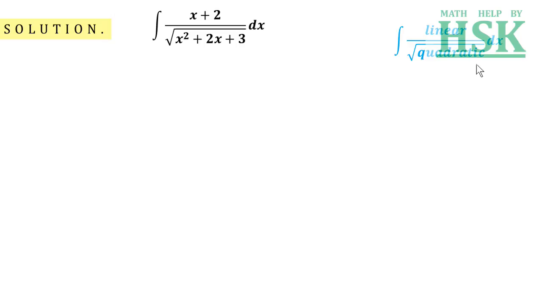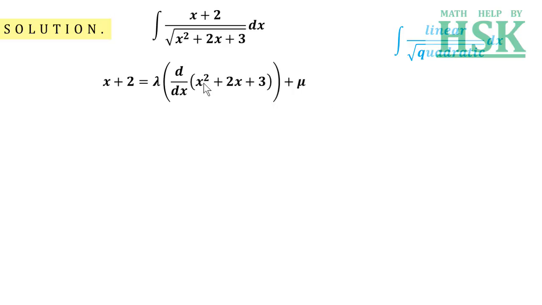x. Okay, so to integrate such a problem we are going to write this numerator x + 2 as equal to lambda times d upon dx of the term in the square root of the denominator, that is x² + 2x + 3, plus mu. Okay, and we have to calculate the value of lambda and mu.